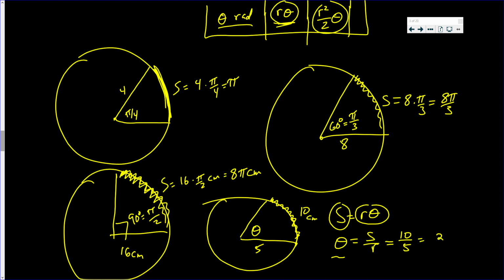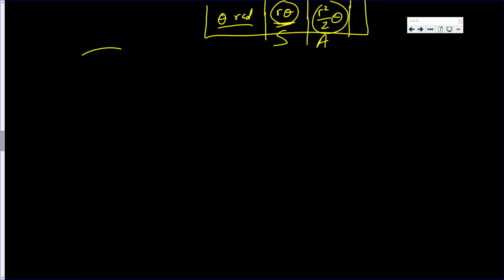Now, this might be 10 centimeters, and this is 5 centimeters. So the centimeters do cancel out, and I do get 2. And if these were different units, you'd have to make them the same before you do the division. Okay. That's S and A. So, once again, I still like to have the formulas in front of us.